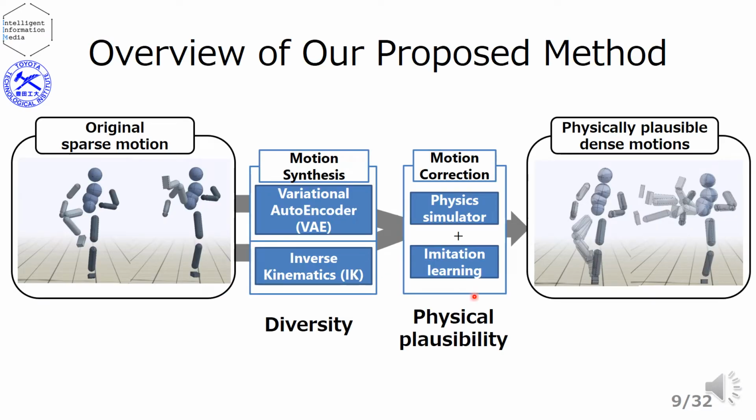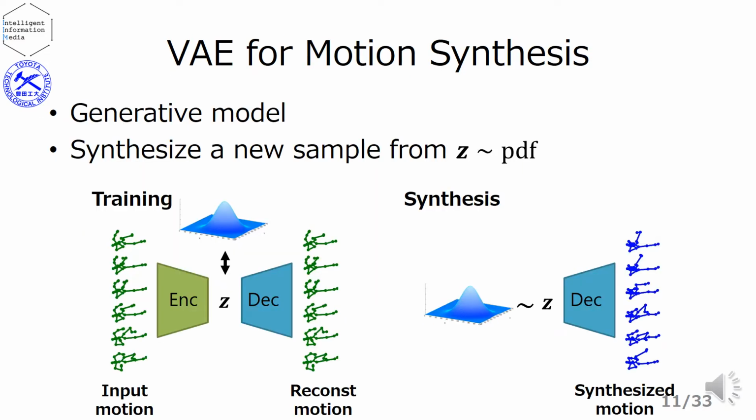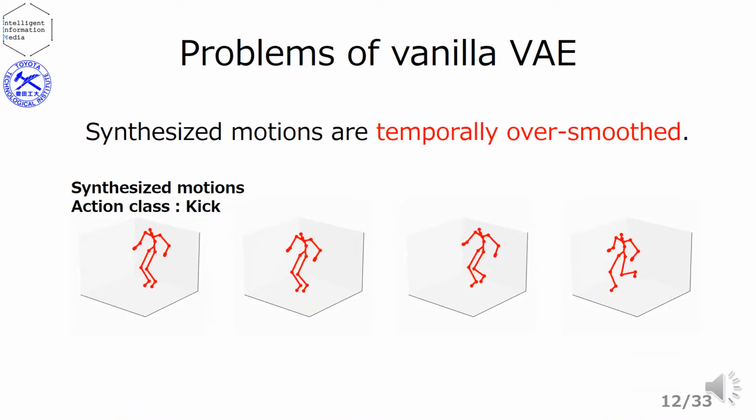First of all, the motion synthesis part consists of a variational autoencoder and inverse kinematics. Let me elaborate on our VAE. A VAE trained by various motions can generate new motions and is applicable to augmentation. But we found synthesized motions are temporally over-smoothed when applying a vanilla VAE trained with insufficient motion data. These over-smoothed samples lack diversity.